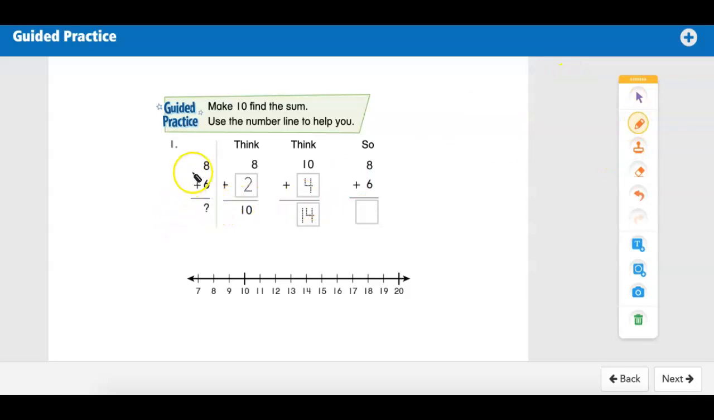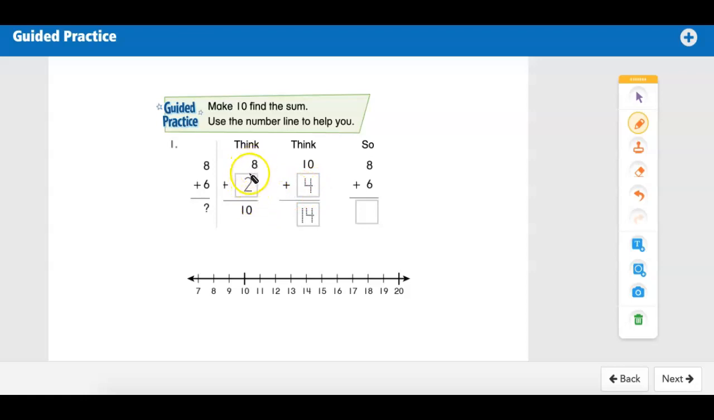So we are solving for 8 plus 6. We do not know the answer yet, so let's see what it tells us so far. It wants us to think. So we are going to break the number 6 into two numbers. It looks like they chose to break the number 6 into 2 and 4 because we know that 2 plus 4 is equal to 6.